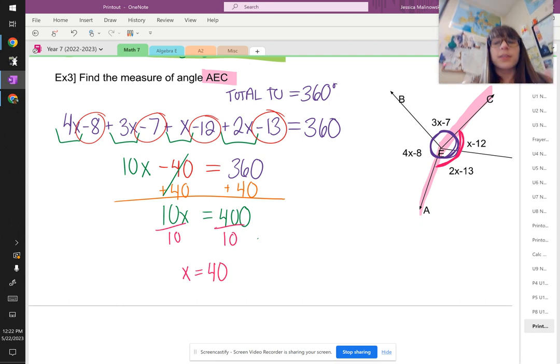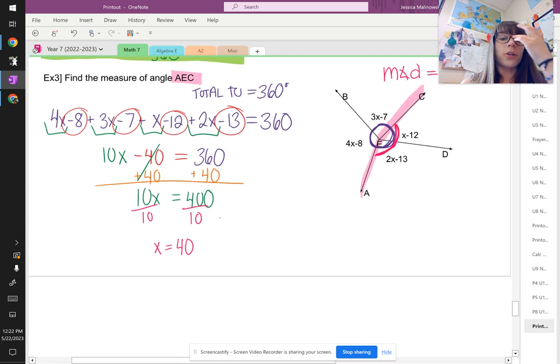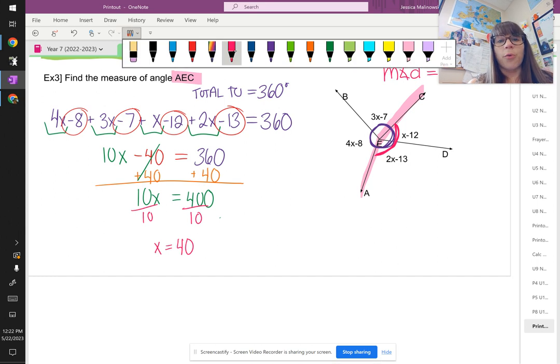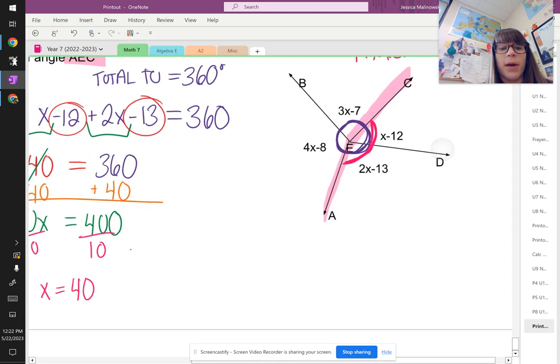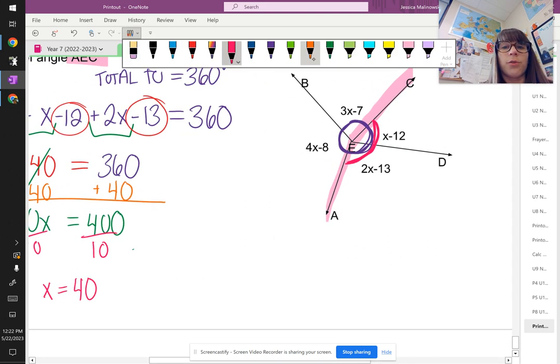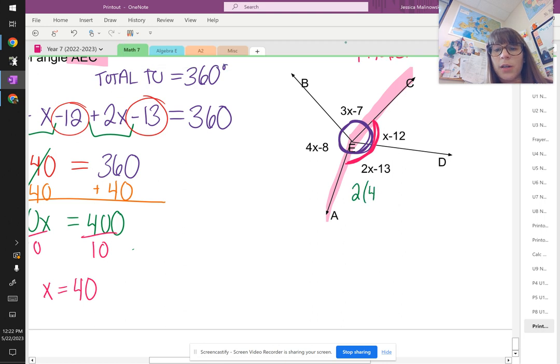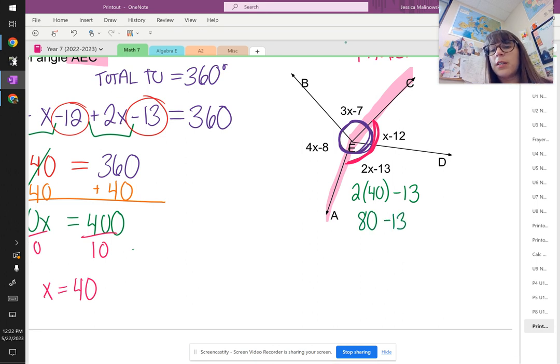But again, this is not answering what the question is asking. All we've done is find the value of x. In order to find the measure of angle AEC, we have to take that 40 and plug it back into those expressions. So here, I'm going to look at 2 times 40 minus 13. 2 times 40 is 80, minus 13 is 67, I think.